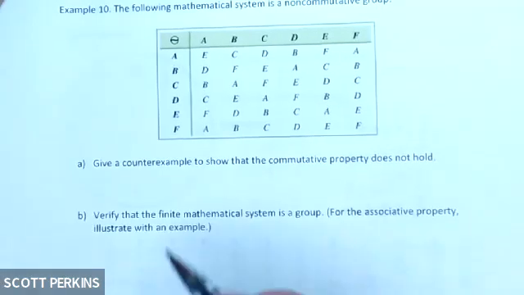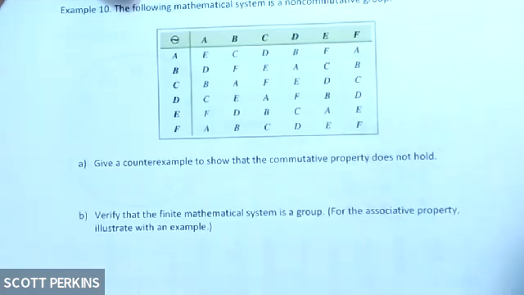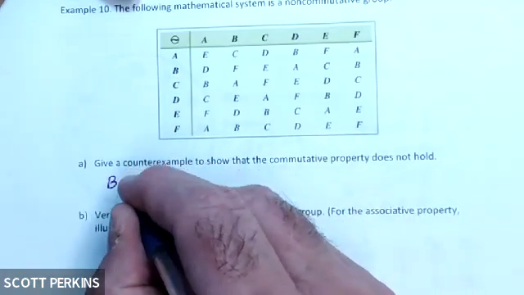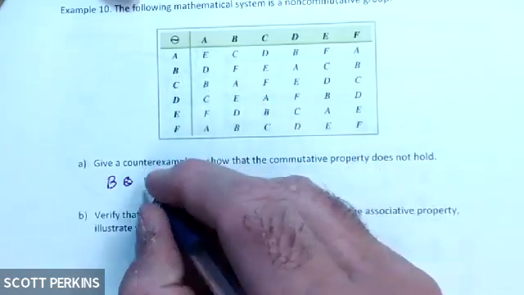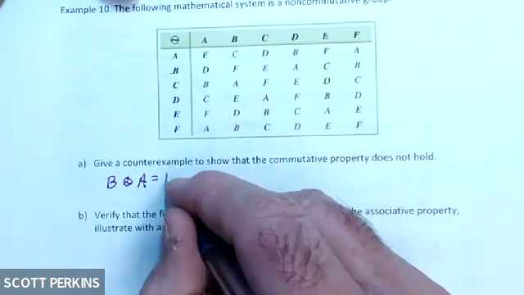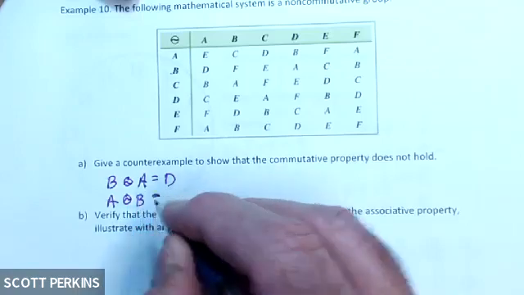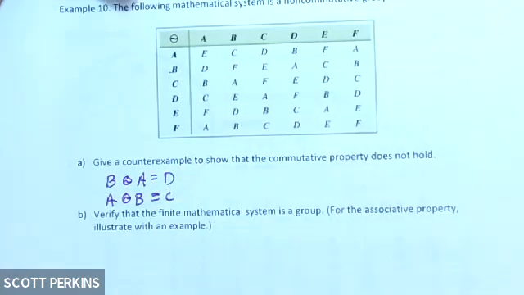So counter examples abound on showing that this is not commutative. So for instance, here's one that's right at the top. You can do B, circle with the wave, A. So B, circle with the wave A gives you D. And then if you reverse it, A, circle with the wave B, that gives you C. So you get a different result depending on what order you do.